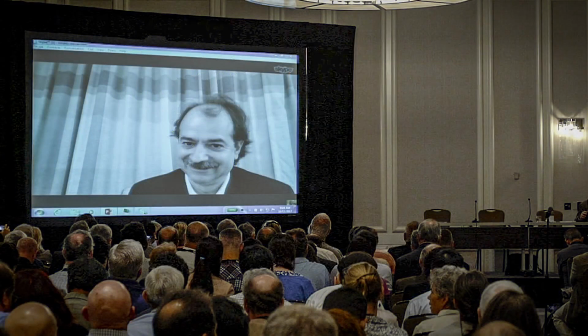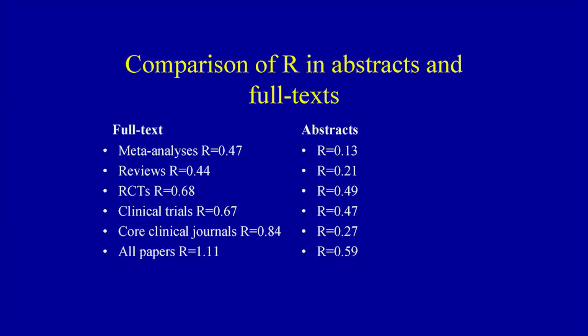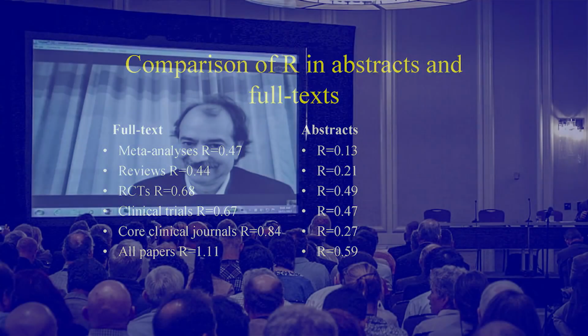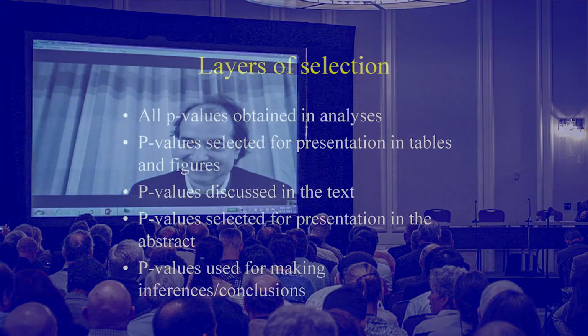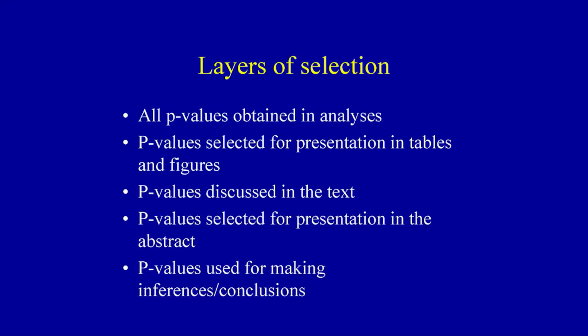How about different types of designs? If you look at meta-analysis, the R value is 0.47 in the full text, but it becomes 0.13 in the abstracts. If you look at randomized trials, there's still some gradient, but a bit less prominent, 0.68 going down to 0.49. For core clinical journals, there's a major drop from 0.84 to 0.27, so far more prominent selection of impressive statistically significant p-values in the abstracts of core clinical journals, and across all papers from 1.11 down to 0.59 in the abstracts. So there's multiple layers of selection in how we handle p-values in the literature.